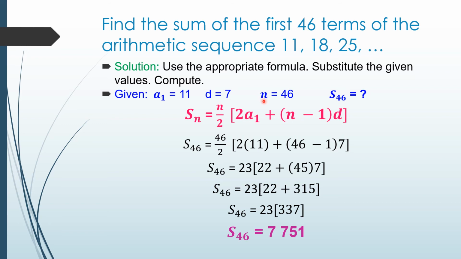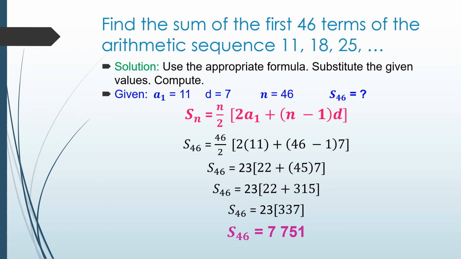Ang number of terms naman natin or ang n ay equal sa 46. Bakit 46? Kasi kailangan daw nating hanapin ang sum of the first 46 terms. Ibig sabihin, 46 lahat ang number of terms na kailangan nating i-add. So, ang kailangan nating isolve ay ang value ng S sub 46.